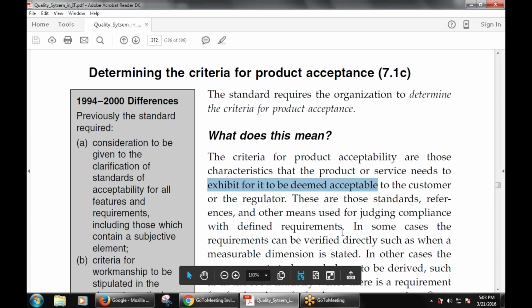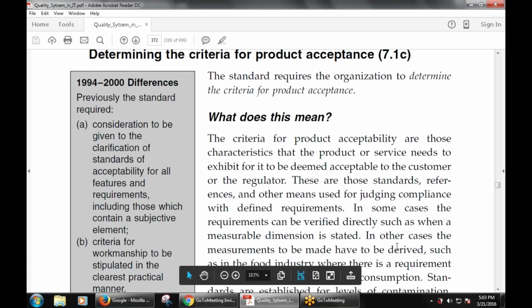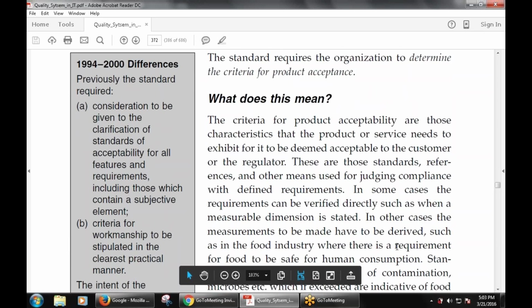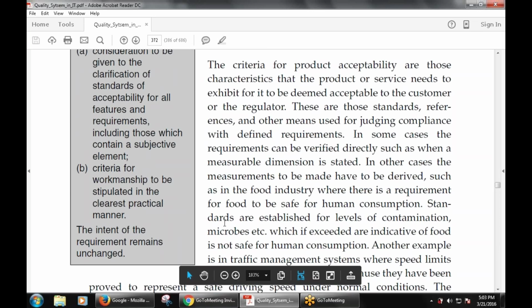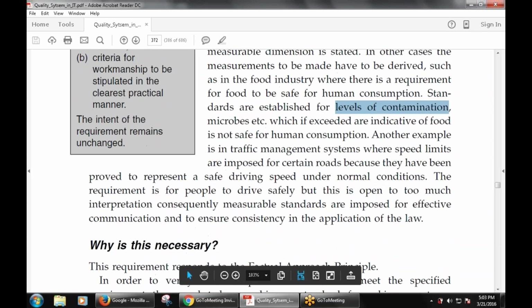In some cases, the requirements can be verified directly, such as when a measurable dimension is stated, and standards are established for the level of contamination. So there is a standard that is established for the different levels of contamination, such as microbes.